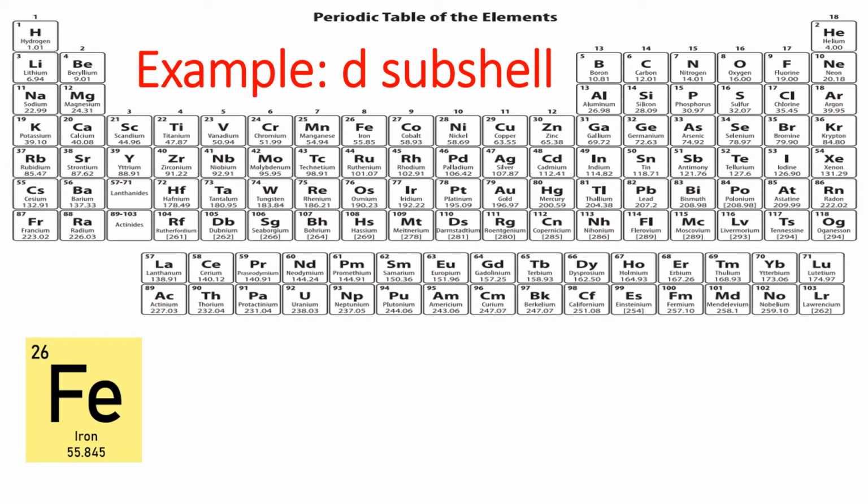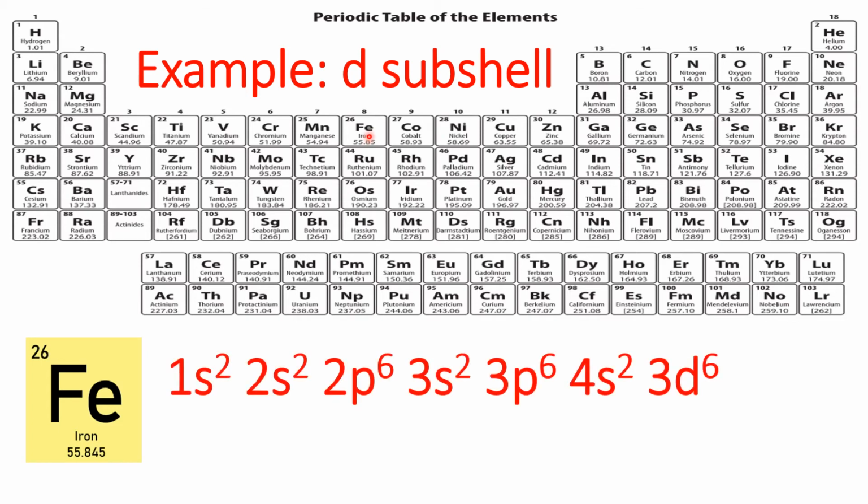Okay, let's go now to your d subshell. Your d subshell is a bit special because it is located in the transition metals. So let's look at our transition metal Fe, which is your iron. This is the location of your iron. Let's try to find the electron configuration for this element. It will look like this.